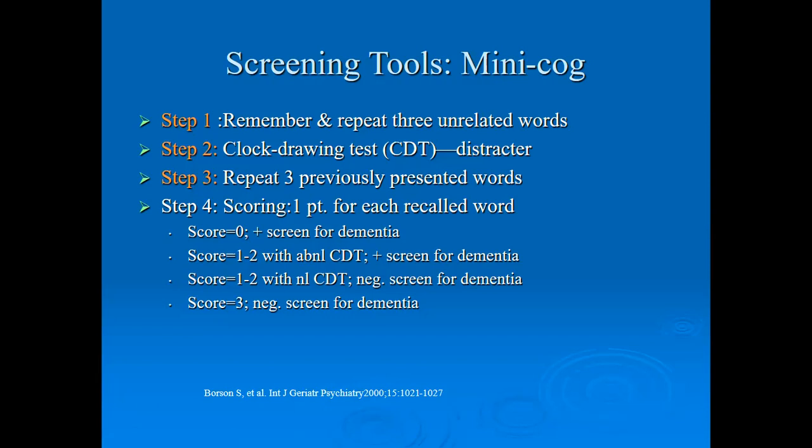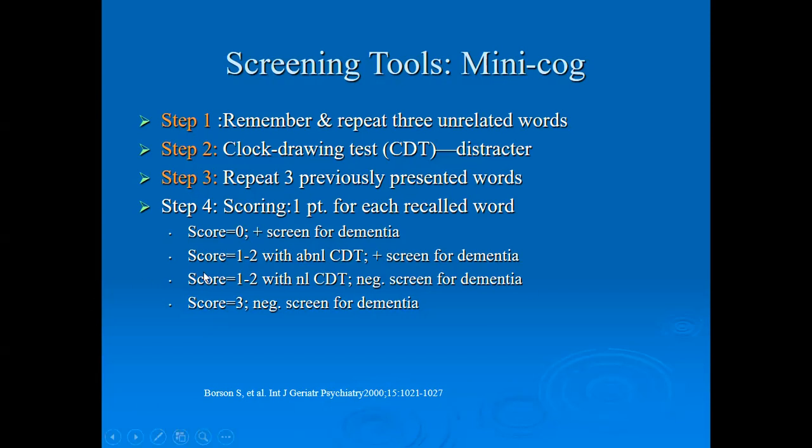Now you will interpret. You give 1 point for each word recalled. If the patient scores 0, he was not able to remember any of the 3 words, or is not able to draw the clock or recall, so this is positive for dementia. If the patient is able to recall 1 word, we give 1 point. If he is able to recall 2 words, we give 2 points. If he is able to recall 3 words, we give 3 points.